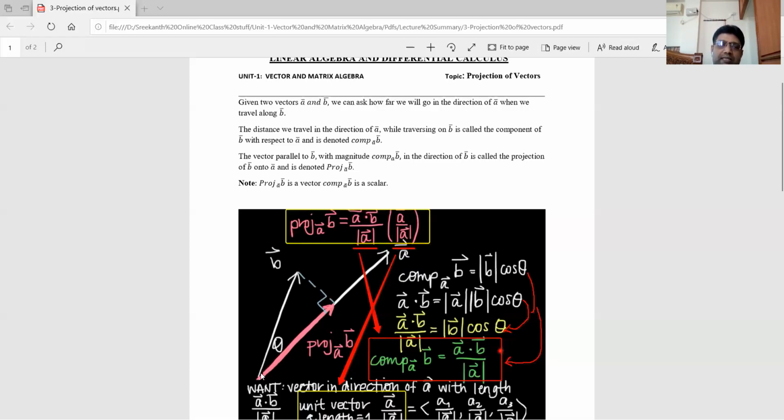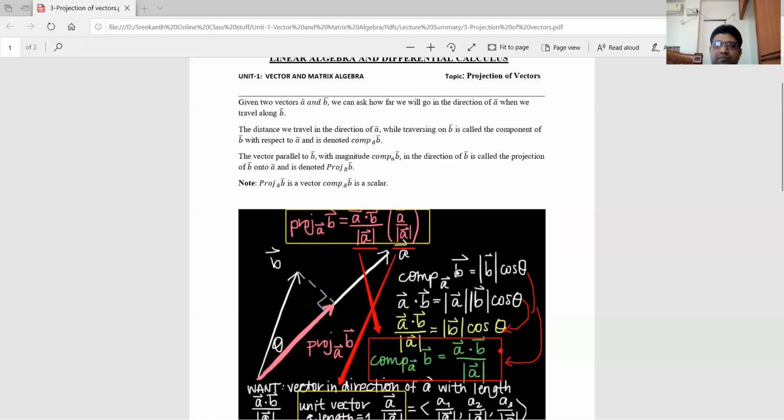So what is the adjacent side? This pink arrow distance. I am not talking about the vector. This distance, the pink arrow distance, is nothing but the adjacent side. So adjacent side by hypotenuse. But what is this adjacent side? This adjacent side is nothing but what we represented with the notation component of B bar with respect to A bar. So this distance is a scalar.